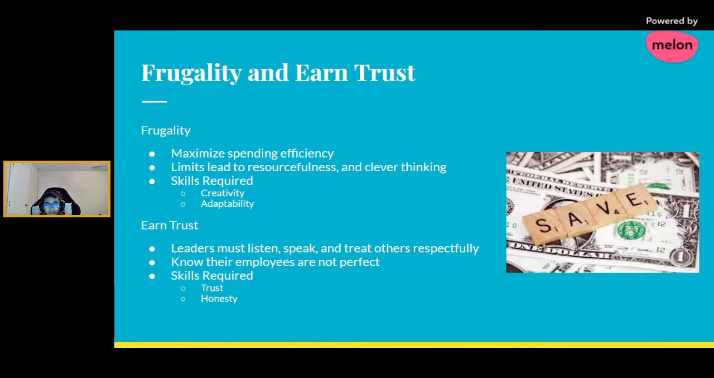Earn trust. Leaders must listen, speak, and treat others respectfully. They have to know their employees are not perfect, and they have to earn their employees' trust. The skills required to do so include trust and honesty from the leader.